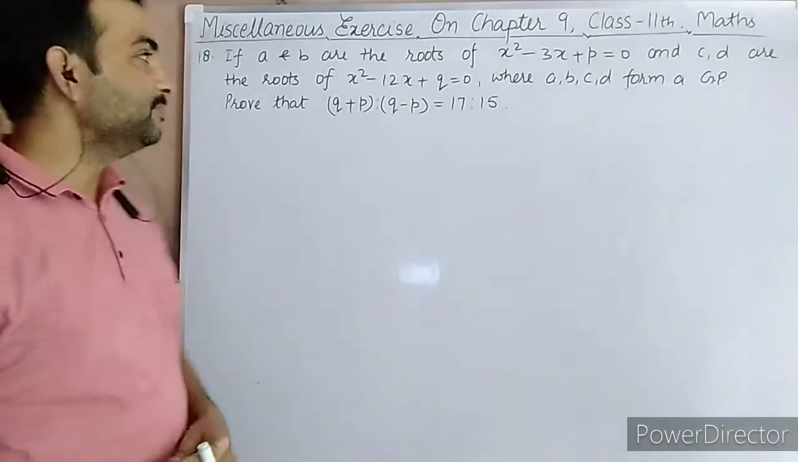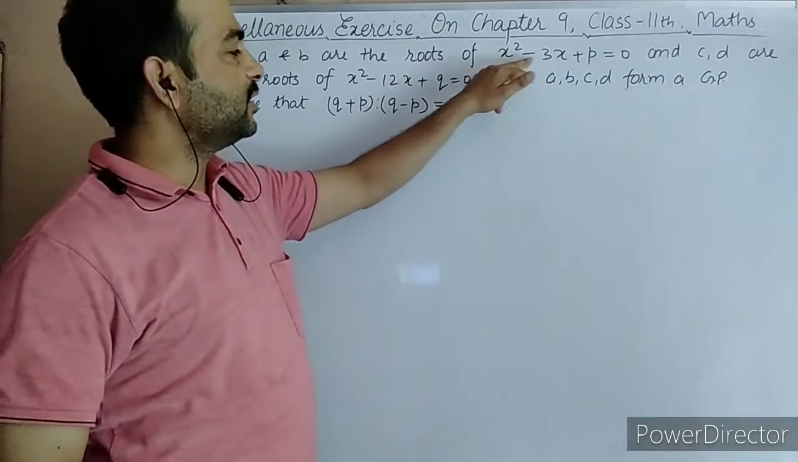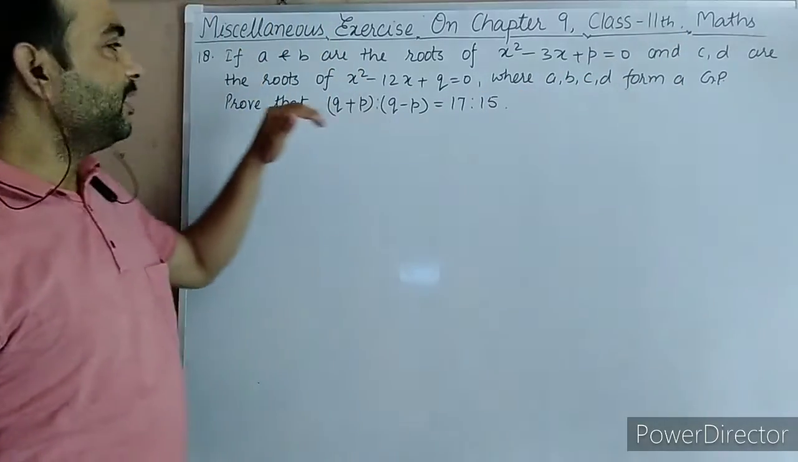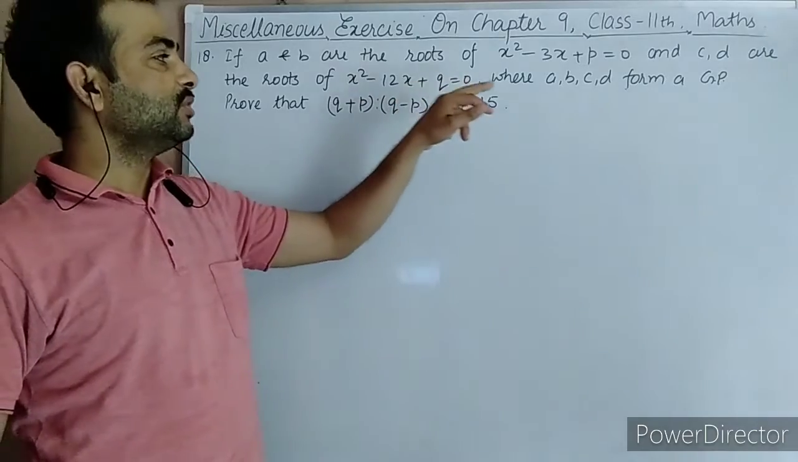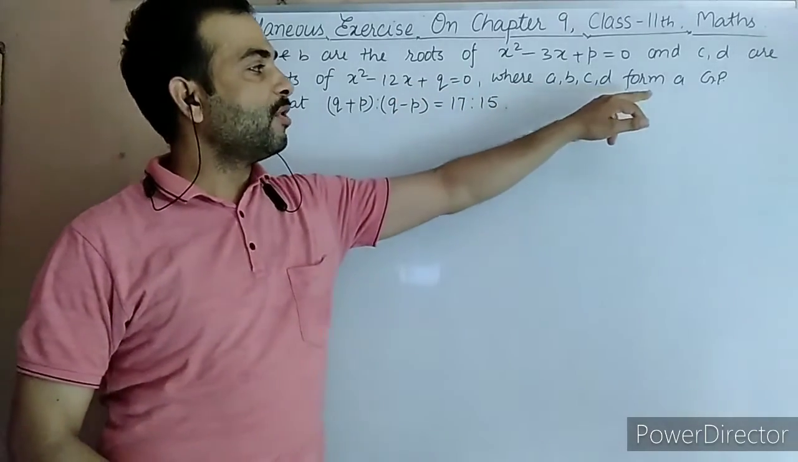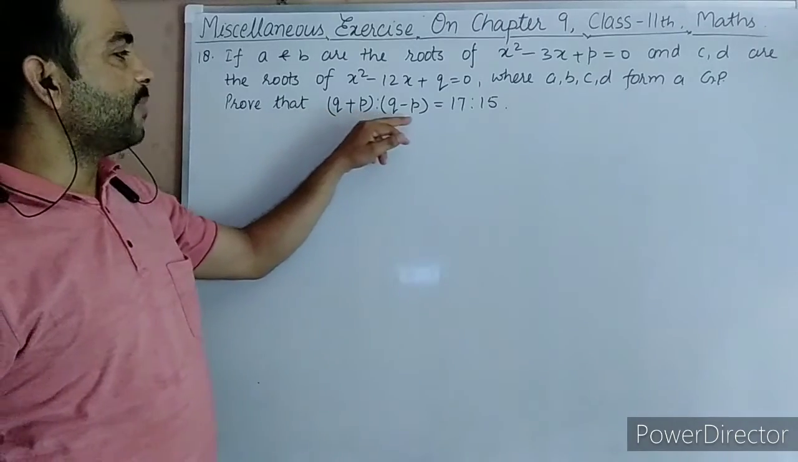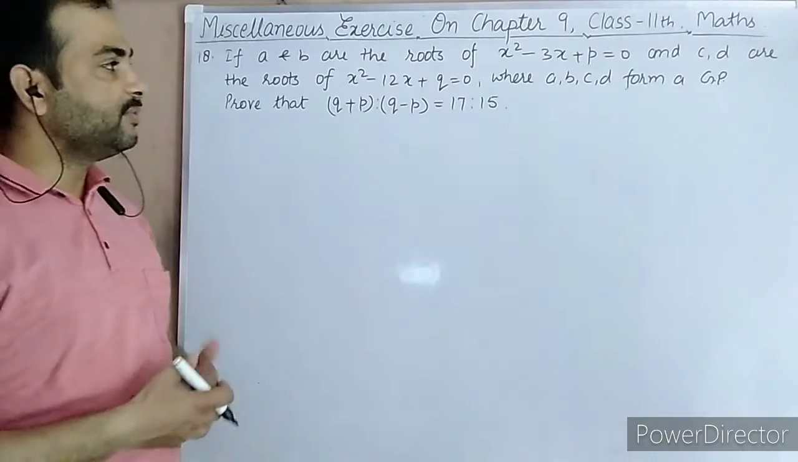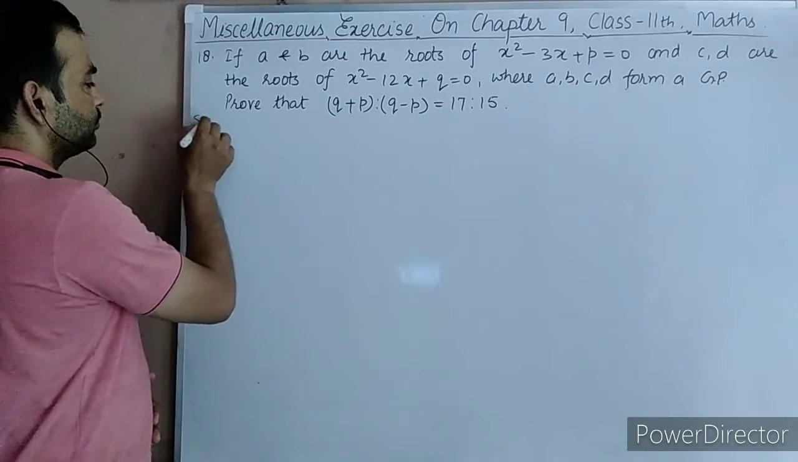Question number 18. If a and b are the roots of x² − 3x + p = 0 and c and d are the roots of x² − 12x + q = 0, where a, b, c, d form a GP, prove that (q + p) : (q − p) = 17:15. So how can we solve this problem? Its solution.